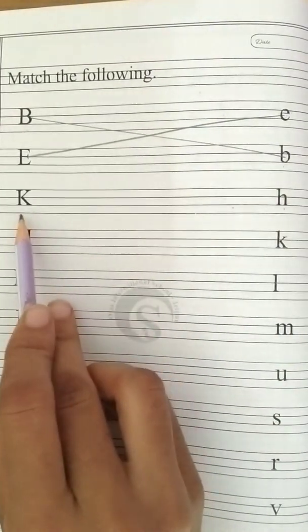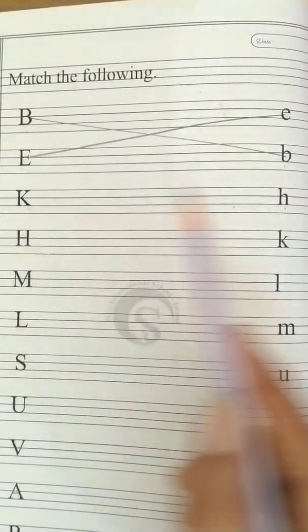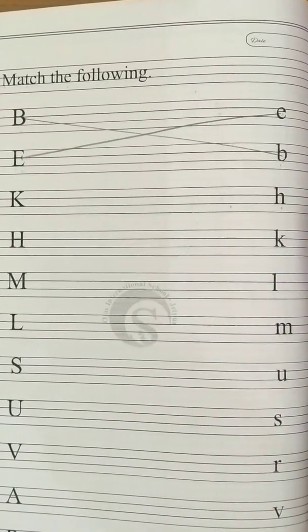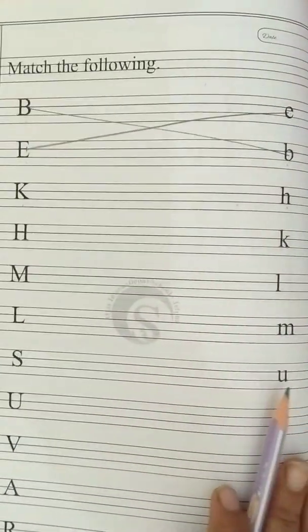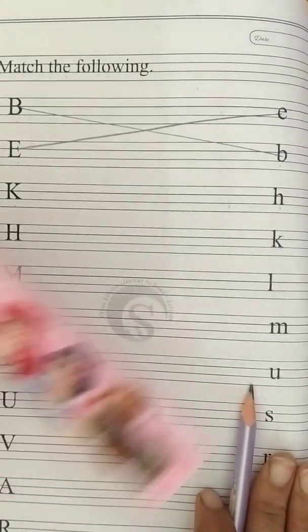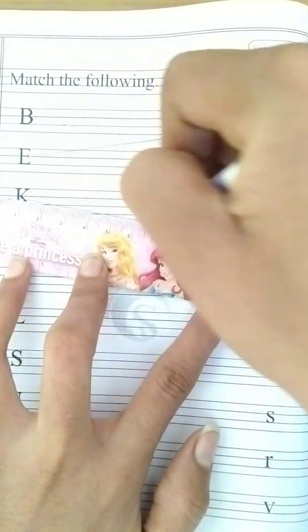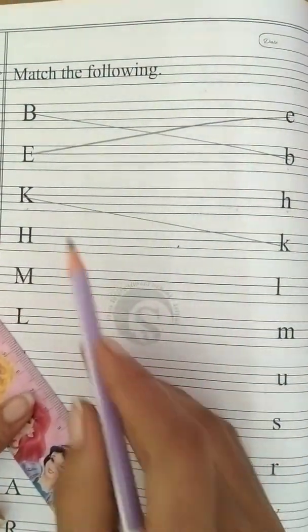Now next. Which letter it is? Yes, this is capital letter K. And now let's find this side. Where is small letter K? Is it? No. Is it? Yes. This is capital K, this is small k. Let's match it. Capital K with small k. K says ka. Now this is H.